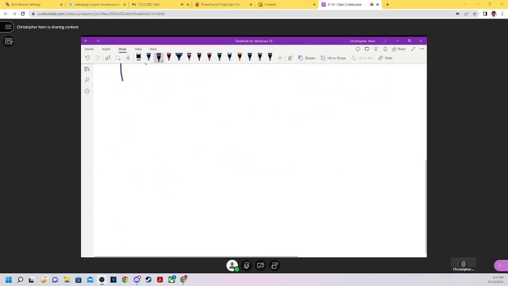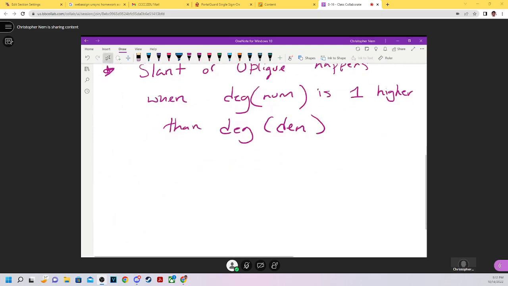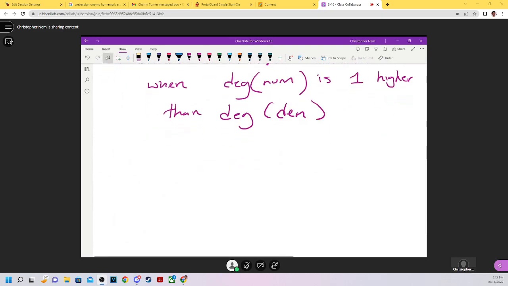So let's do some examples. How do you know when you have a slant asymptote? Well, we stated earlier that slants or obliques happen when the degree of the numerator is 1 higher than the degree of the denominator. Now, why is that the case? Why do you get a slant asymptote when the degree of the numerator is 1 higher than the degree of the denominator? Well, let's take an example.